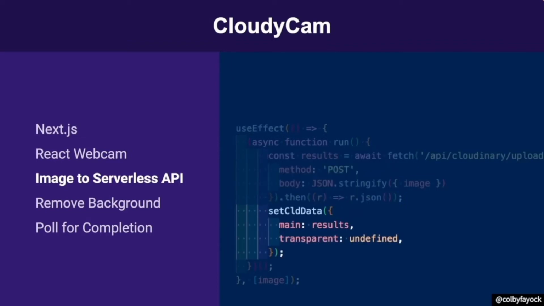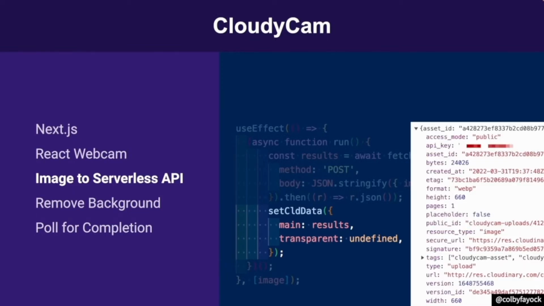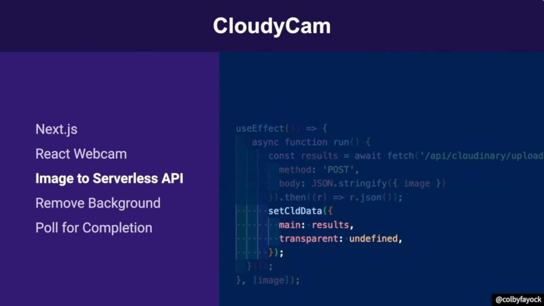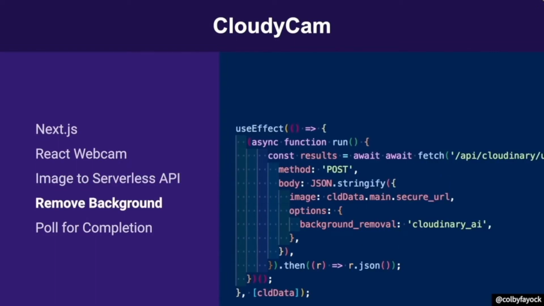We can then take those results and use React State to store that data, and here's a quick look at the results that we get from a Cloudinary upload. Primarily in our use case, we're interested in the public ID and the Cloudinary secure URL. This gives us our ability to reference our new image. But if you notice, we're setting those results as the main property. This allows us to get both the full image source as well as having another image with the background removed.